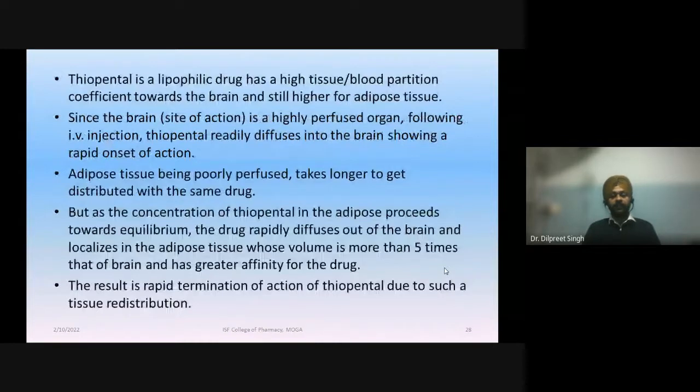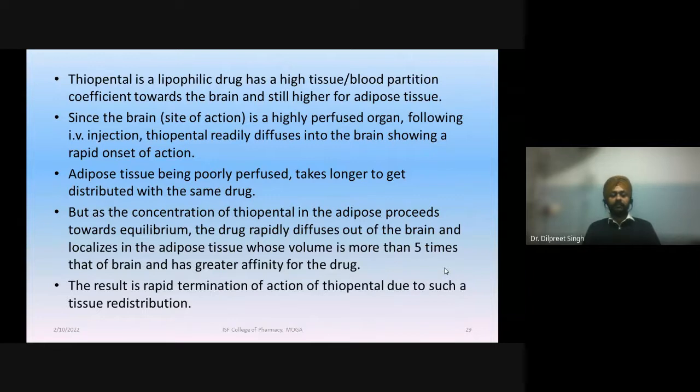Thiopental is a lipophilic drug and has a high tissue blood partition coefficient towards the brain, and it's still higher for adipose tissue. Since the brain is a highly perfused organ, following IV injection, thiopental readily diffuses into the brain, showing a rapid onset of action. Adipose tissue, being poorly perfused, takes longer to get distributed with the same drug.